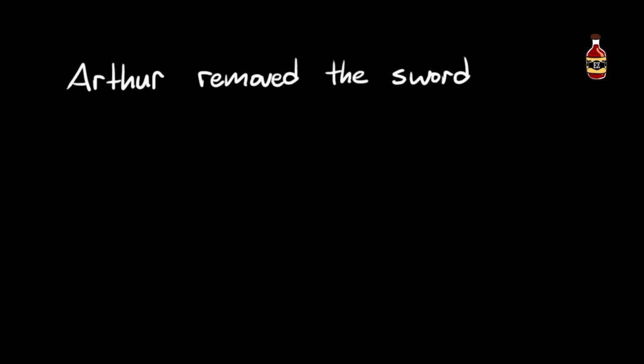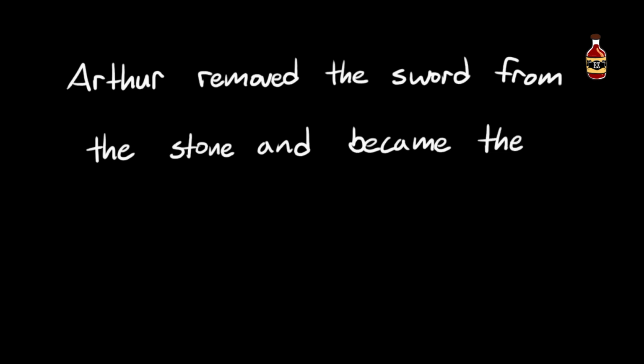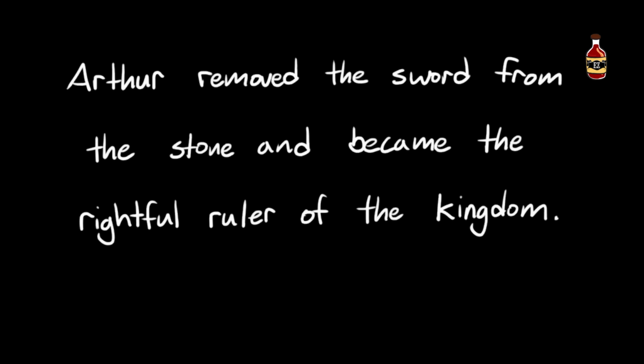Arthur removed the sword from the stone and became the rightful ruler of the kingdom. All right, here we've got a lot of articles helping us out. We have, what is that? Four thes. The sword, the stone, the rightful ruler, the kingdom. So like I said before, these articles are really going to help us out in finding most of our nouns in the sentence. So we have the four thes, and they're all connected to a noun.